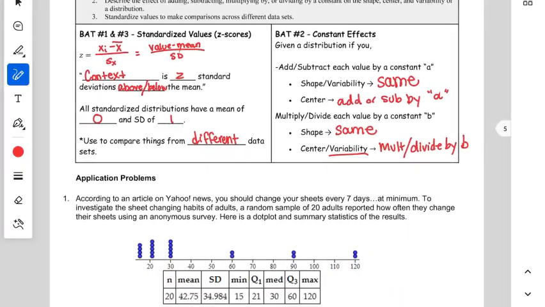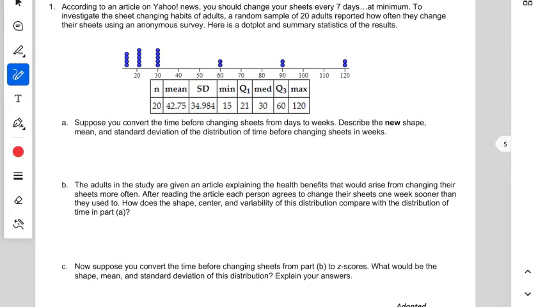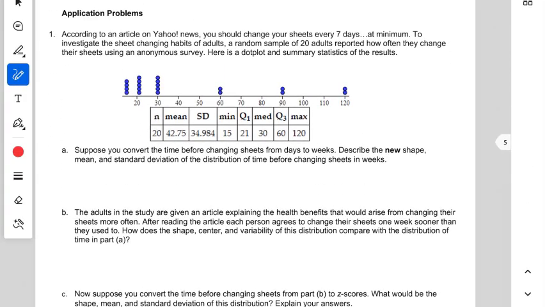Okay, so for the rest of the time, and for your homework, you're going to do this application problem.